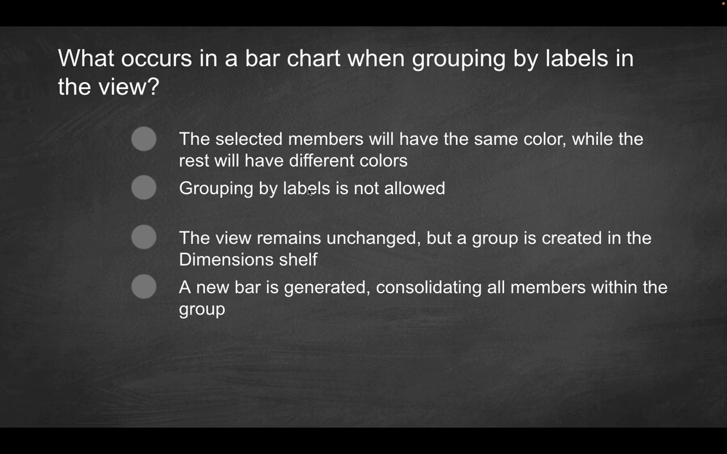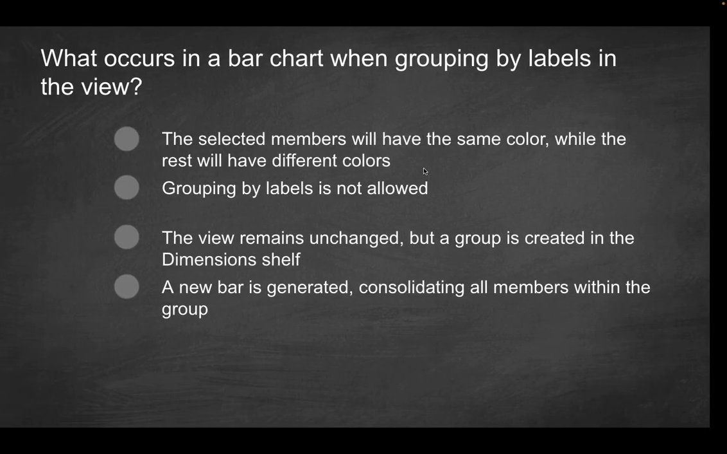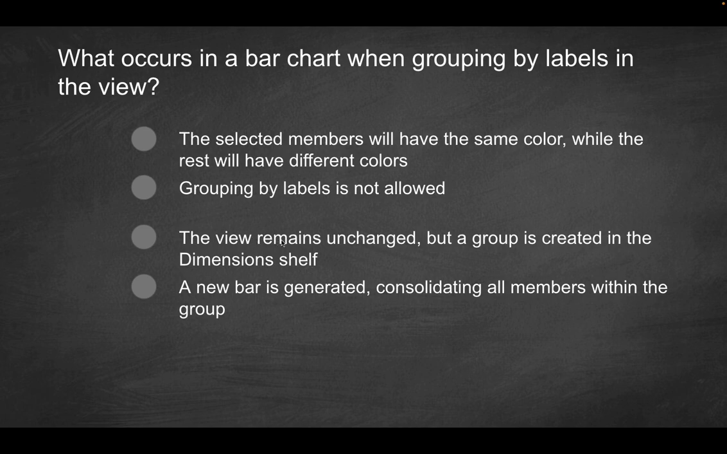Option 2 says grouping by labels is not allowed. No, we clearly just did that. The third option is the view remains unchanged, but a group is created in the dimensions shelf. This is partially true. We did see the group created in the dimensions shelf. Yes, we did. The view remains unchanged.